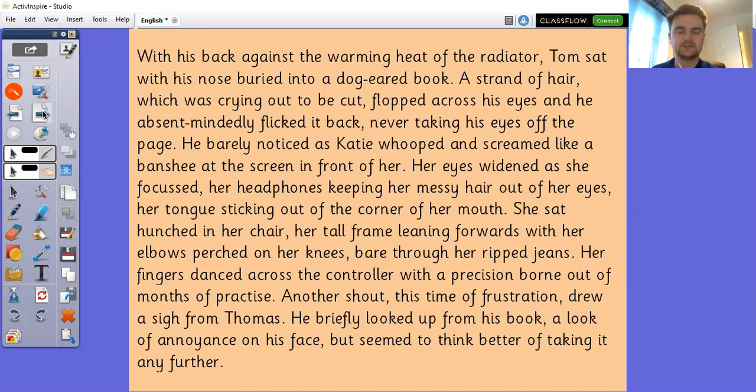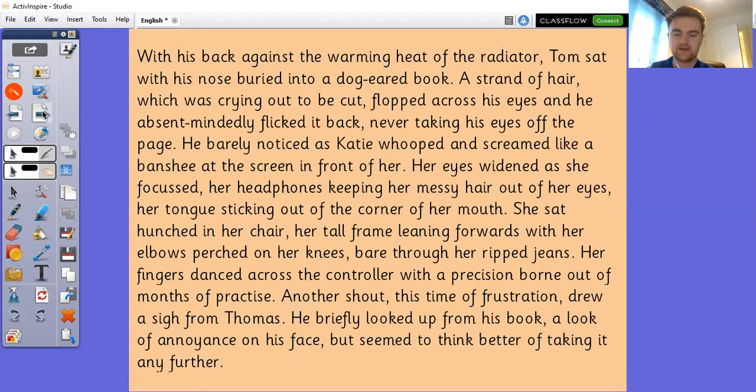Her eyes widened as she focused, her headphones keeping her messy hair out of her eyes, her tongue sticking out of the corner of her mouth. She sat hunched in her chair, her tall frame leaning forwards with her elbows perched on her knees, bare through her ripped jeans. Her fingers danced across the controller with a precision born out of months of practice. Another shout, this time of frustration, drew a sigh from Thomas. He briefly looked up from his book, a look of annoyance on his face, but he seemed to think better of taking it any further.